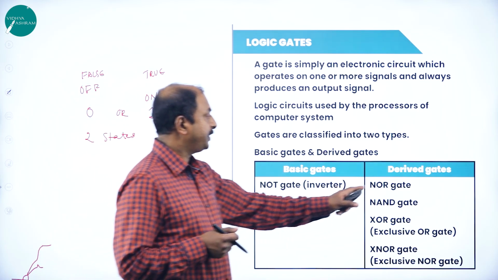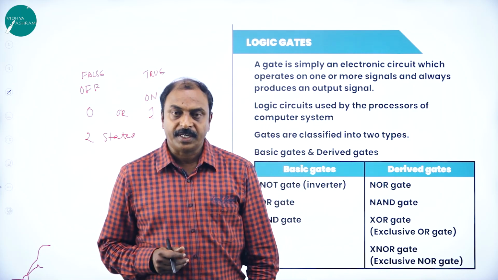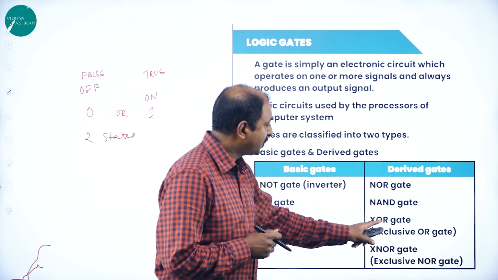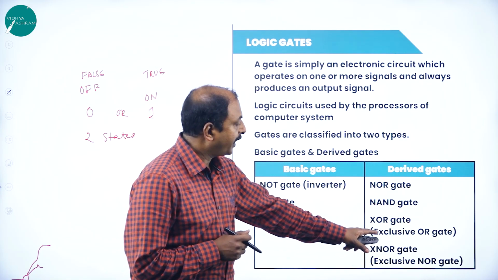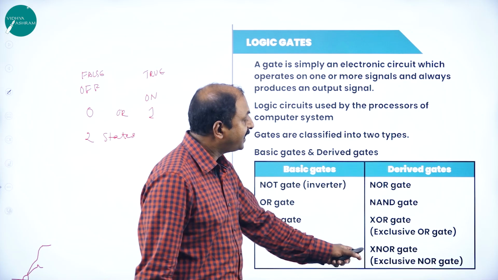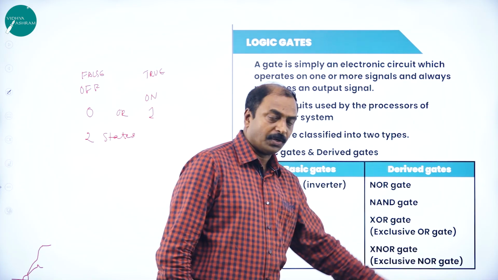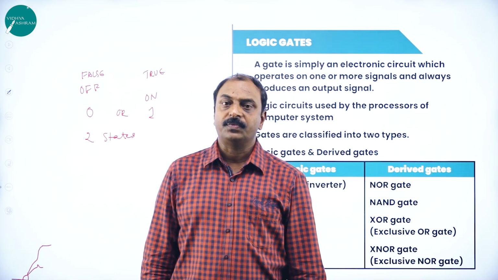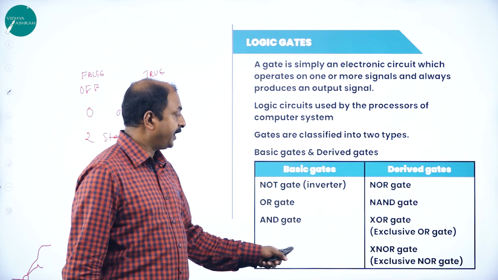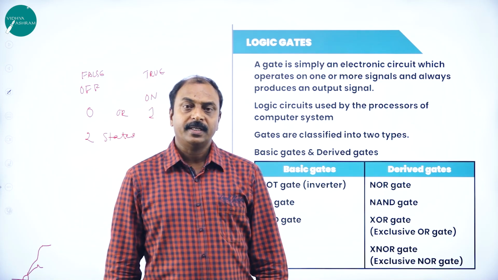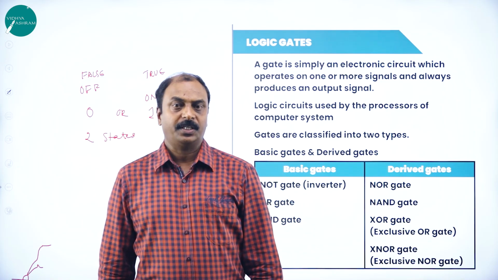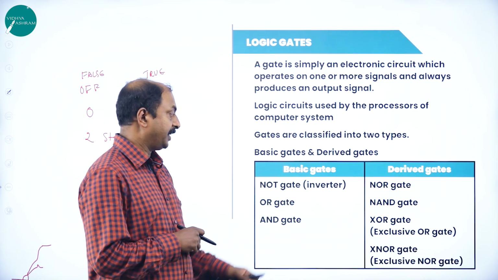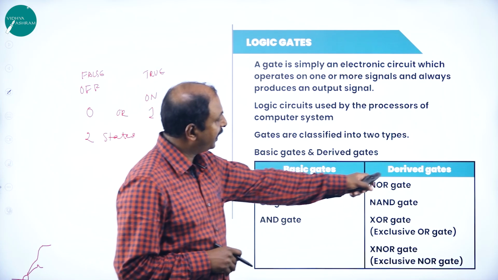The other category is derived gates. Derived gates are the NOR gate, NAND gate, XOR gate, where X stands for exclusive OR, and XNOR gate, exclusive NOR. So what are derived gates? Derived gates are those gates which are derived from the basic gates. In other words, we can construct another digital circuit with the help of these basic gates. That is the definition of derived gates.